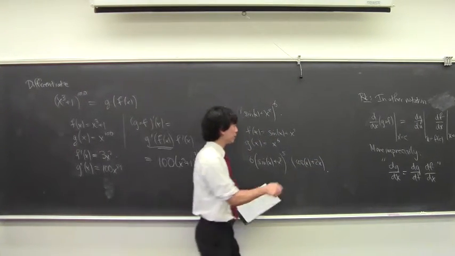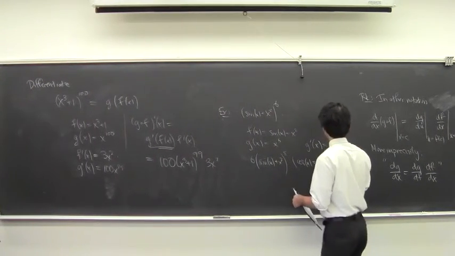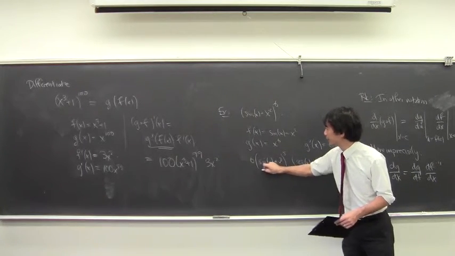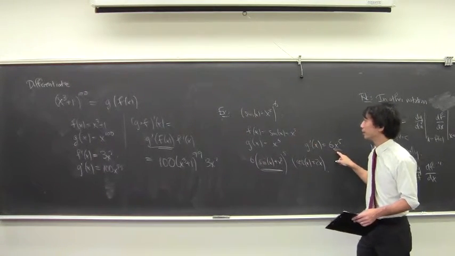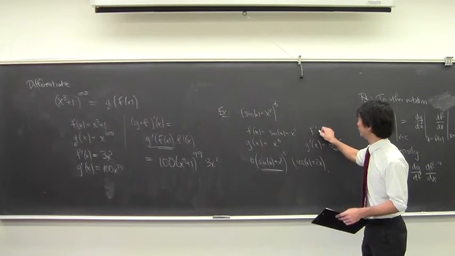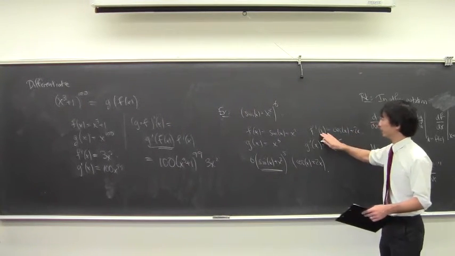Right. So you take the derivative of g, and you evaluate that at f of x, and then you multiply by the derivative of that.